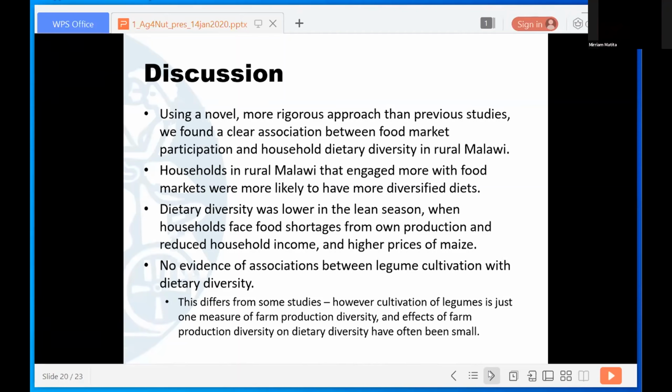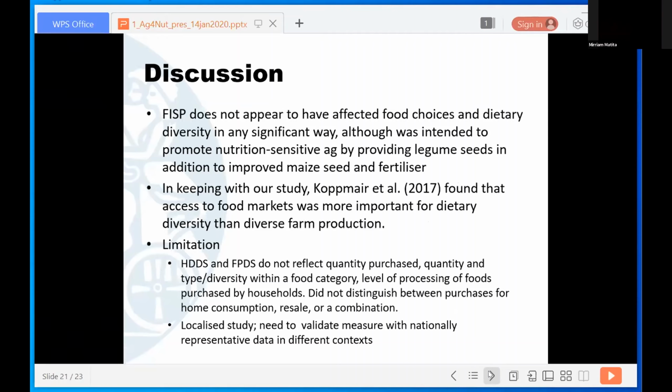But there's no evidence of an association between cultivating legumes and dietary diversity. Much as that is a concern, we are saying that cultivating legumes is just one of the measures of farm production diversity. There could be other measures that can be used. And besides, many other studies have found that the effects of farm production diversity on dietary diversity have often been small. Next, please.